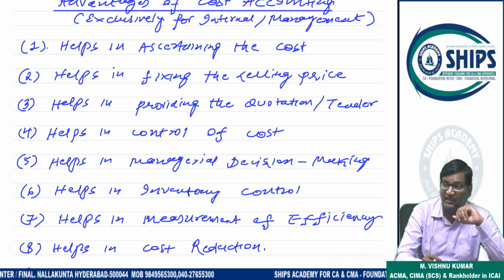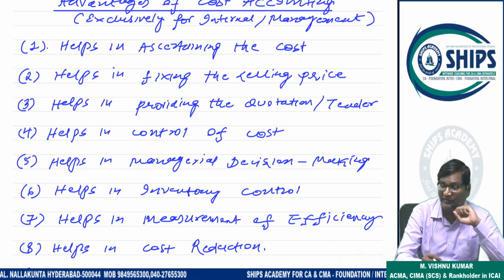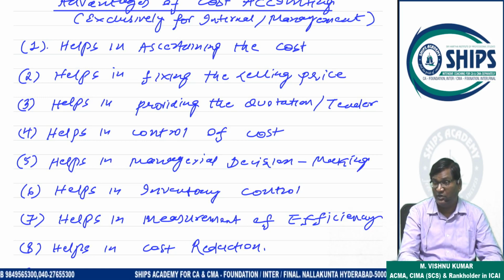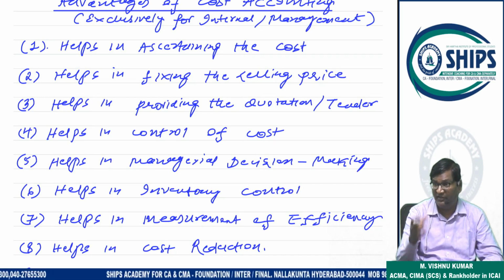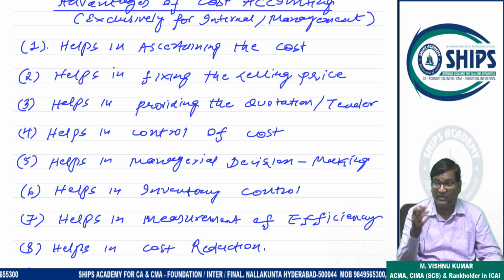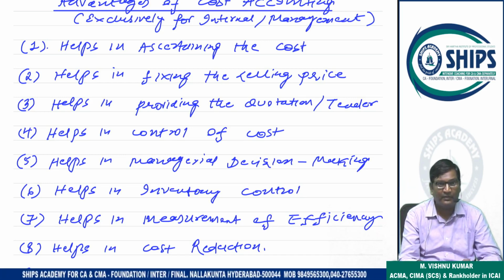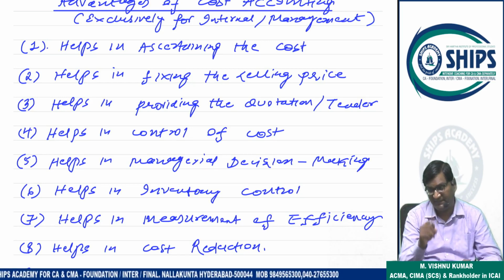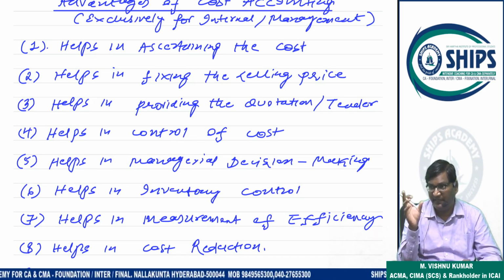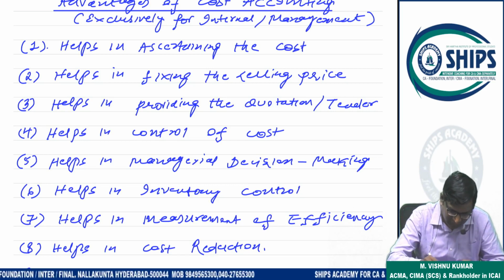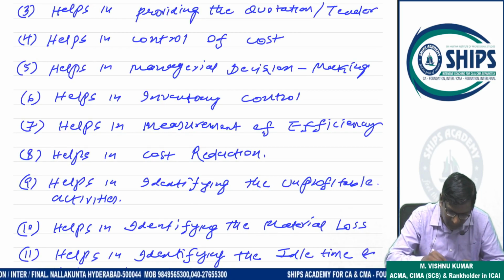Next, efficiency we have to check. Are labourers working efficiently or not? Are departments working efficiently or not? The reason is that productivity depends on efficiency. If workers are not working efficiently, production will be affected. So productivity depends on efficiency. Efficiency is a very important area of cost accounting, so efficiency is also given here.